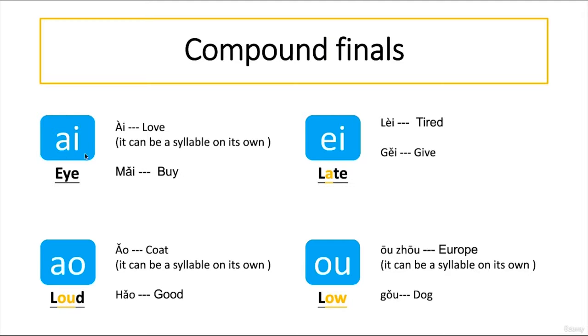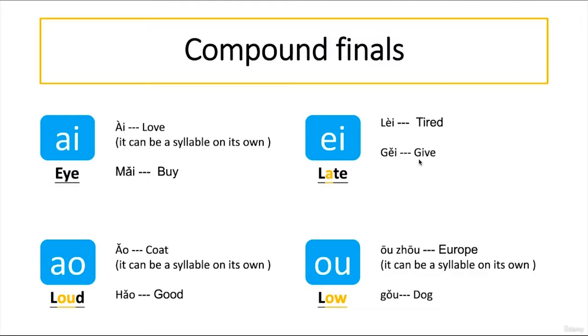Remember at the beginning I told you there are also zero initial syllables, right? So this one can be a syllable on its own without putting any consonants in front. For example, ài means love. Mǎi means buy. Ei. This sound is similar to A in late. So let's practice it together. For example, 累, tired. 给 means give.